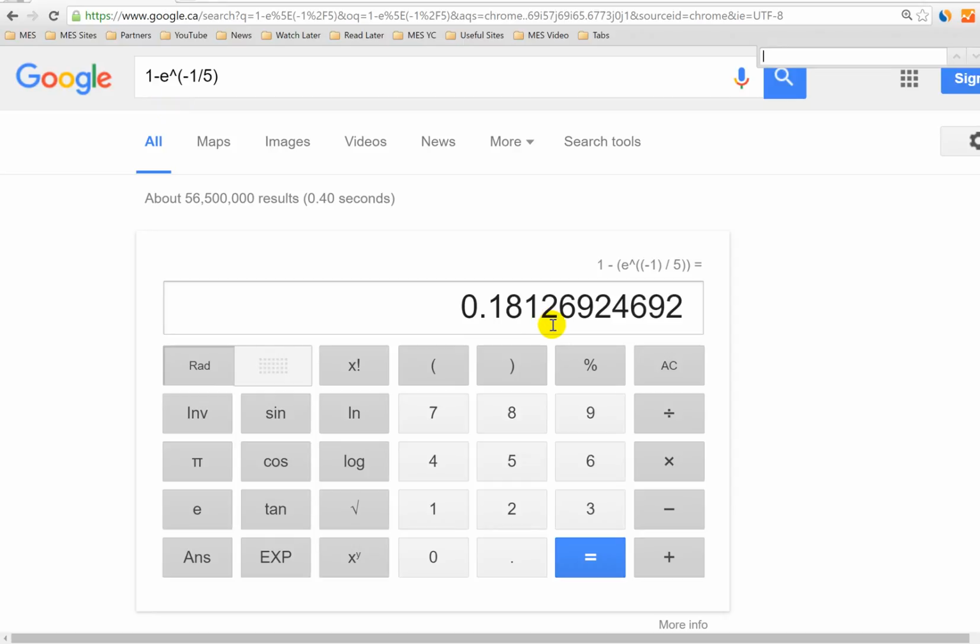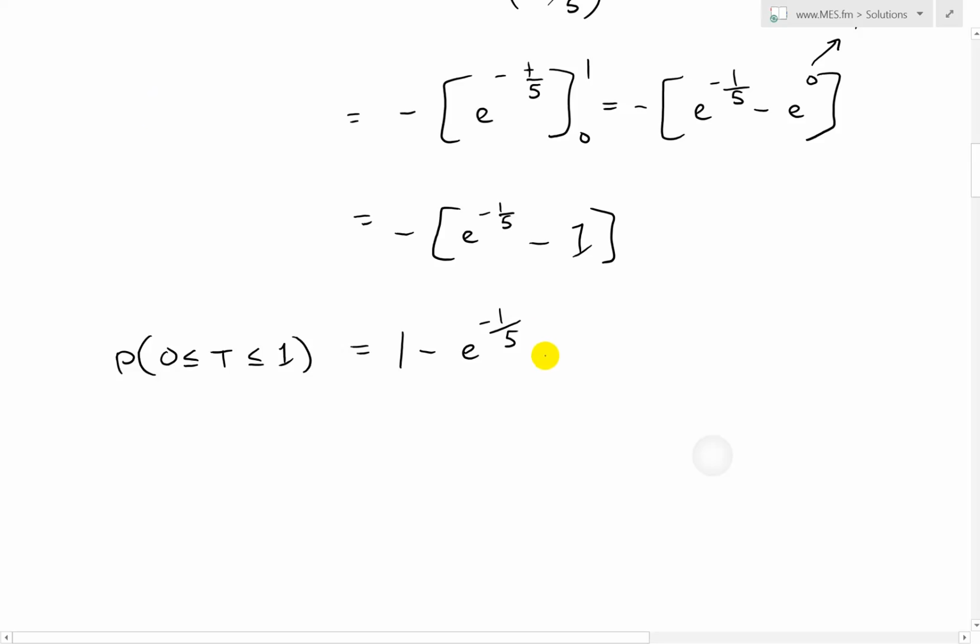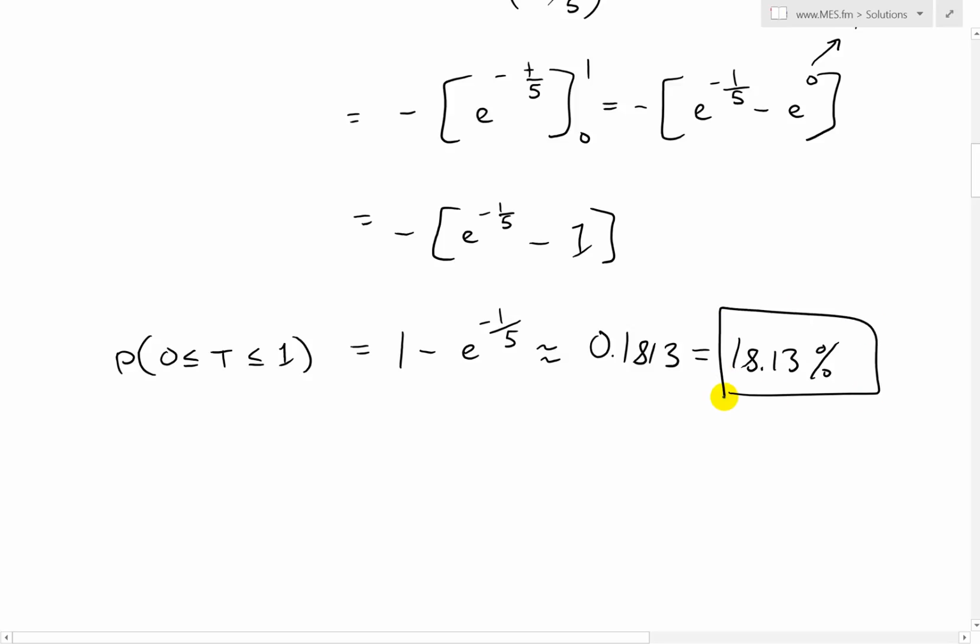0.181. Here, I'll round it up to 0.1813. So let's go back to here. This equals roughly, if you're rounding it up, 0.1813, and as a percentage, we multiply it by 100. So this is just 18.13%. So this is the probability that we get a call answered under a minute.